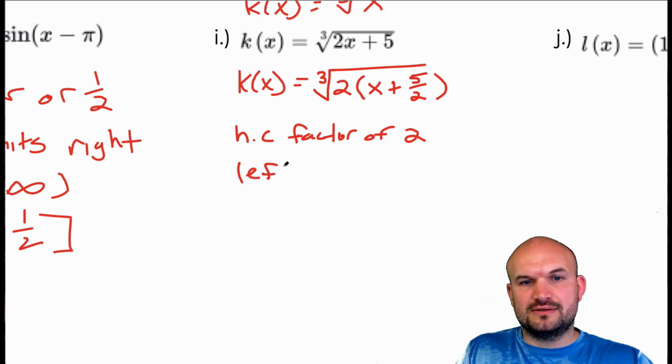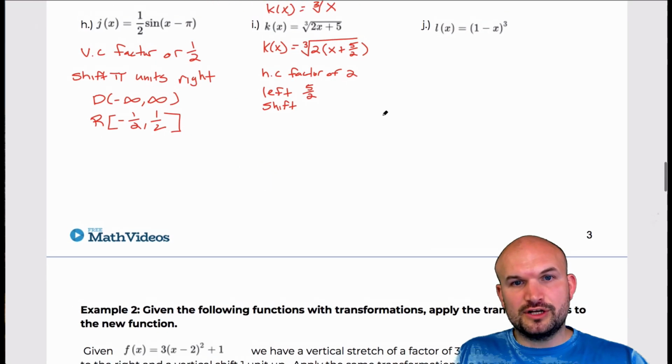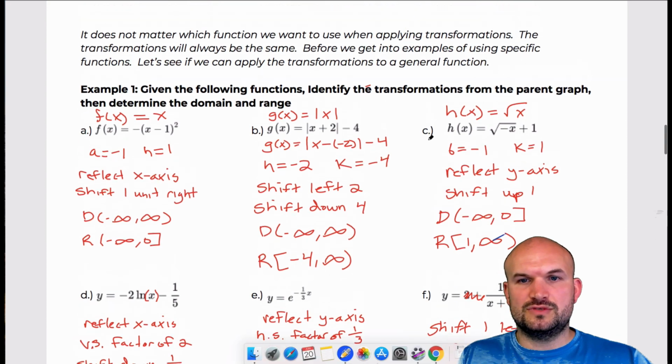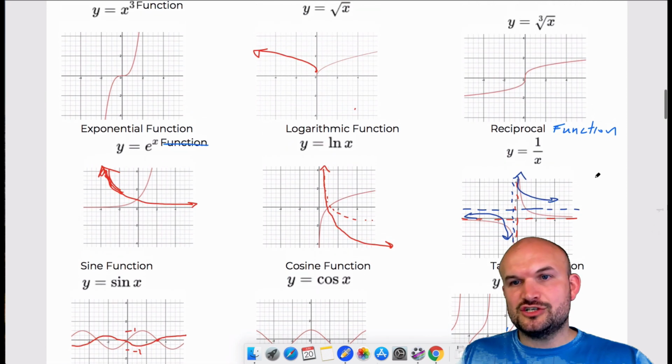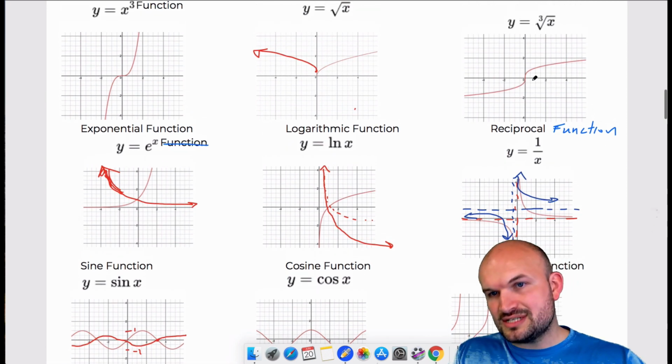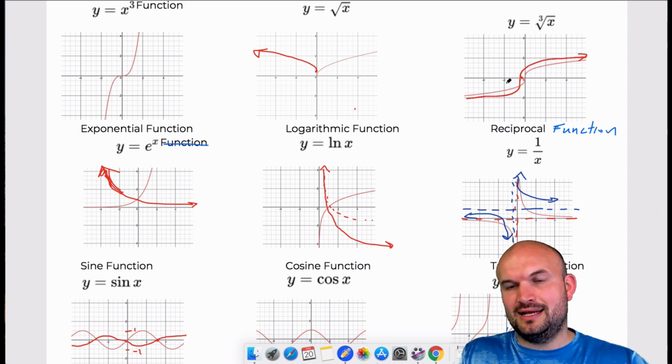So left 5/2 units, sorry. Left 5/2. Or I'd say it's a left shift of 5/2. Now if we're going to go and sketch this graph here, where's that cube root function? There she is. So we have a horizontal compression of 2, and we got shifted 5/2 units to the left. So that's going to be somewhere over there, and it got compressed. So it'd probably look maybe something like that.